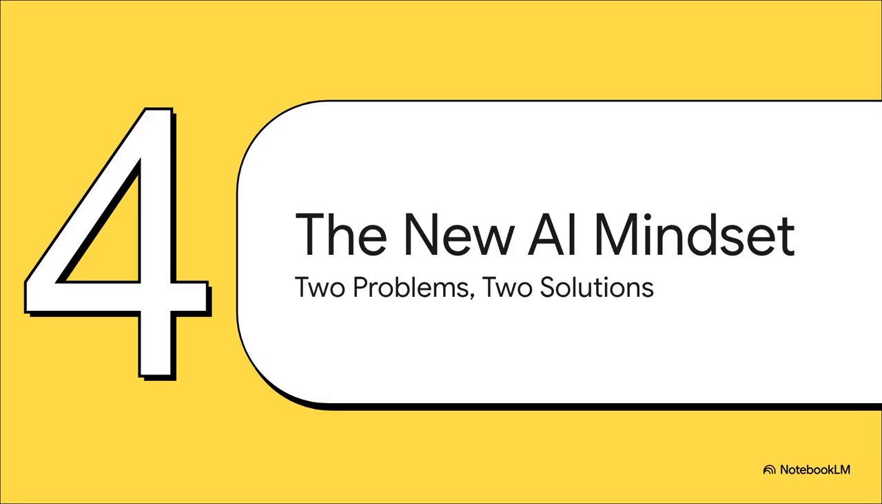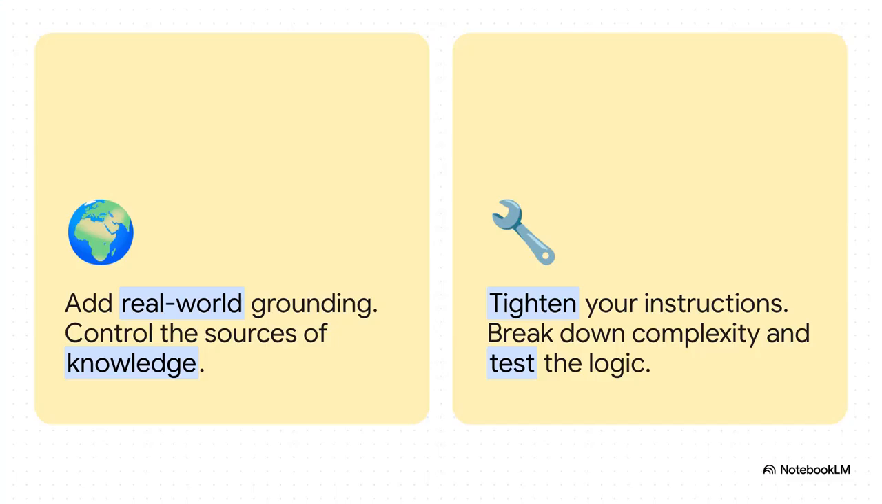So let's bring this all home. This whole thing is really about a shift in your mindset. When you're working with AI, you're not just a passive user, you're more like a guide. And as a guide, you've got two different playbooks for two very different problems. Here's the bottom line. For hallucinations, your job is to control the knowledge. You give it real-world grounding and provide the facts. You become the source of truth. But for errors, your job is to be the logic editor. You tighten up your instructions, you break down the complexity, and you help it test its own reasoning.